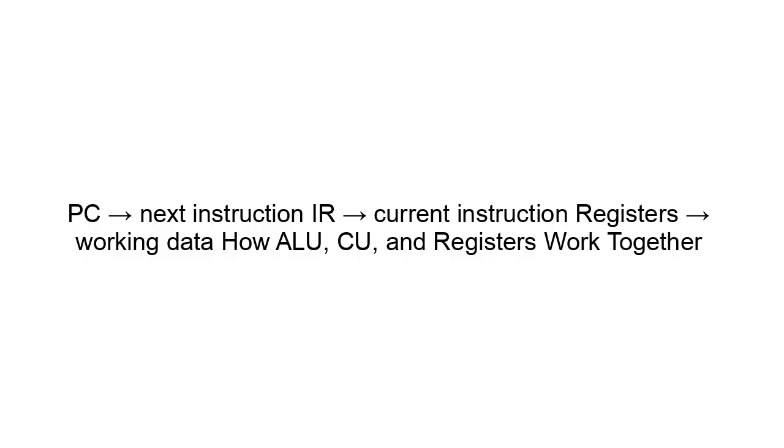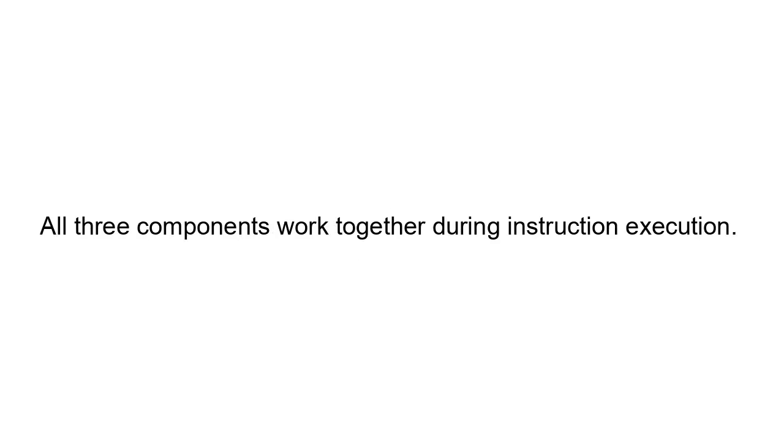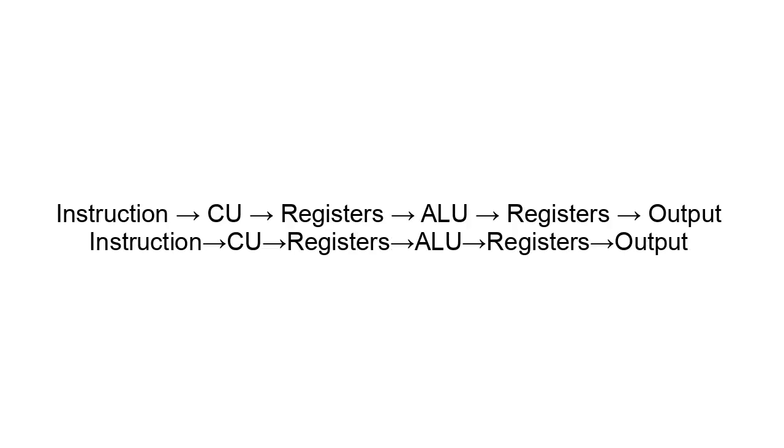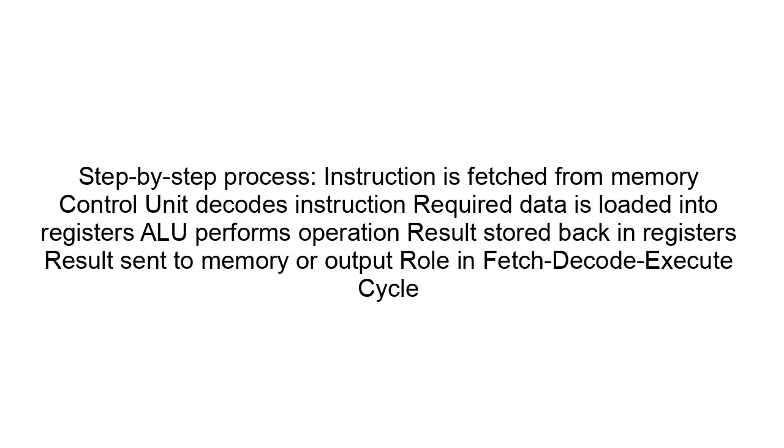How ALU, CU, and registers work together. All three components work together during instruction execution. Instruction, CU, registers, ALU, registers, output. Step-by-step process. Instruction is fetched from memory. Control unit decodes instruction. Required data is loaded into registers. ALU performs operation. Results are stored back in registers. Results are sent to memory or output.